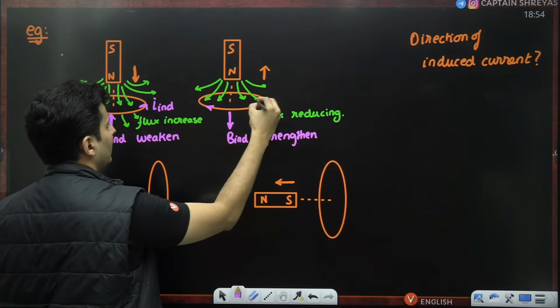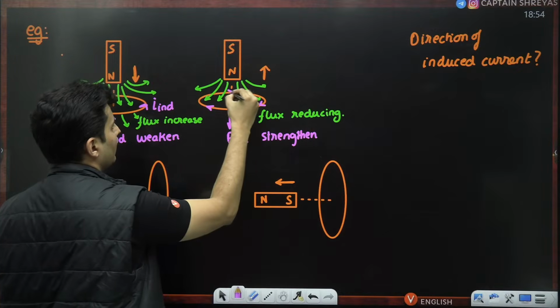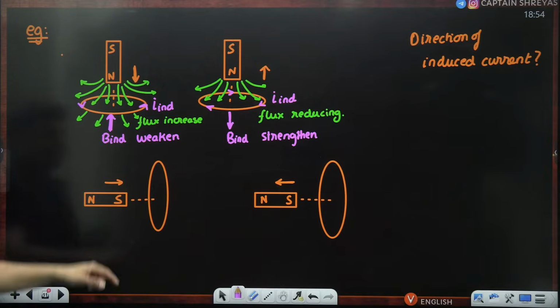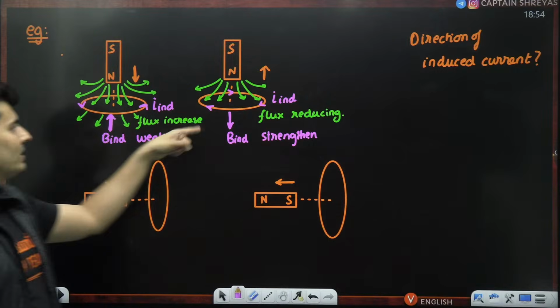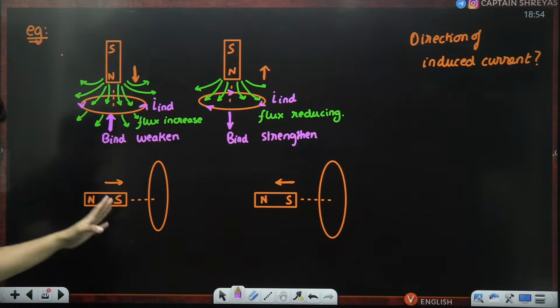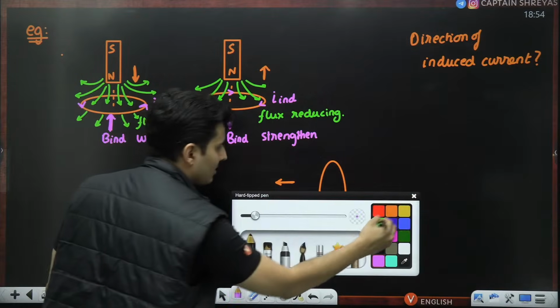So the induced current will be in this particular direction. Induced current will be in this particular direction. So here it was anti-clockwise, here it was clockwise. Same logic you can apply over here and see what happens.